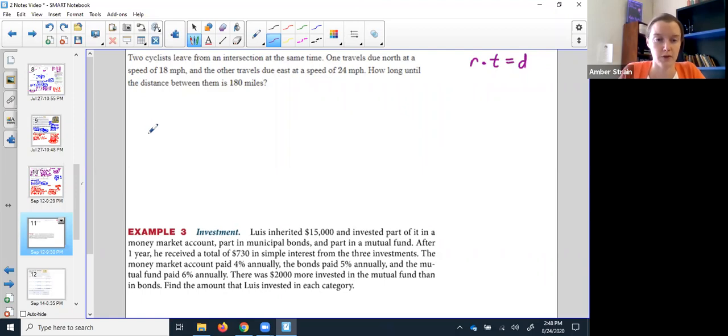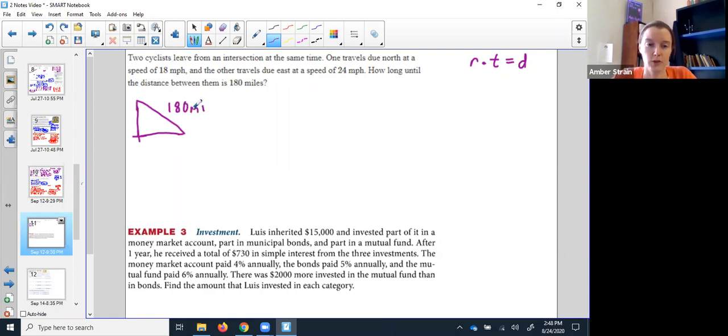Okay, they leave from an intersection at the same time. One travels due north, one travels due east. Okay, the guy going north going 18, the guy going east is 24, a little bit faster. They go for the same amount of time, and then it wants to know at what point is the distance between them as the crow flies 180 miles.